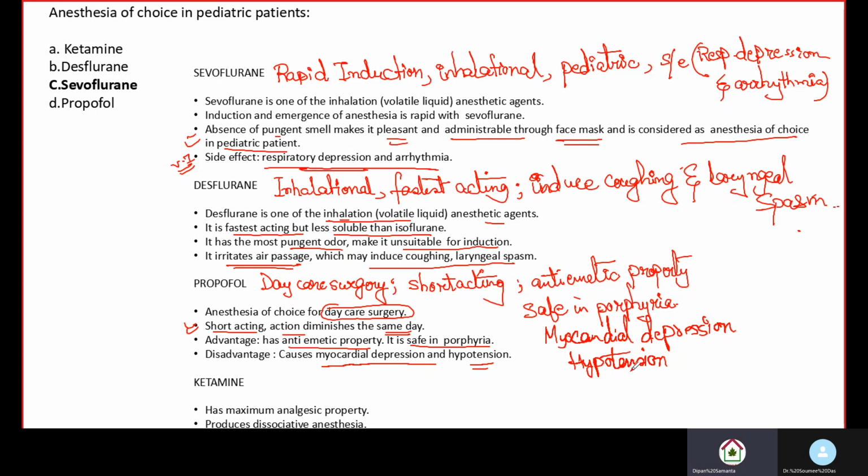So next, ketamine. Ketamine has maximum analgesic property. It produces dissociative anesthesia. It is the induction agent of choice in asthma patients.